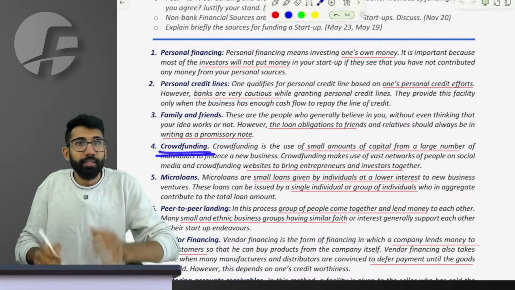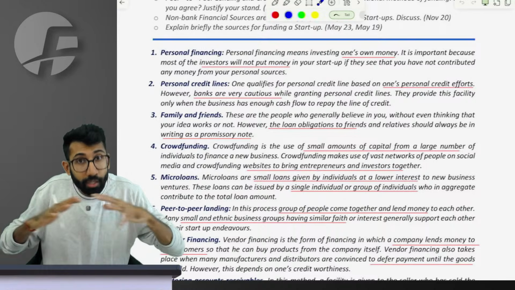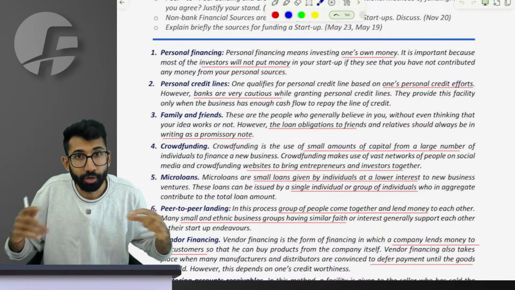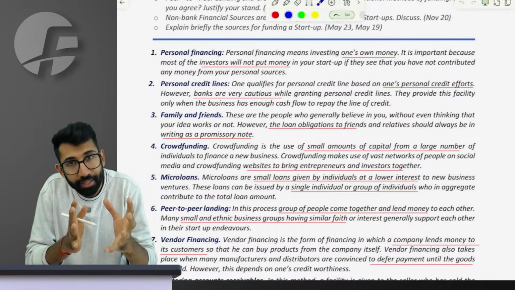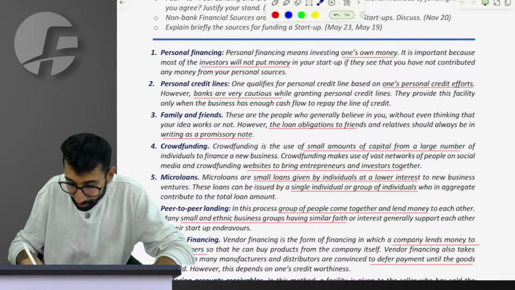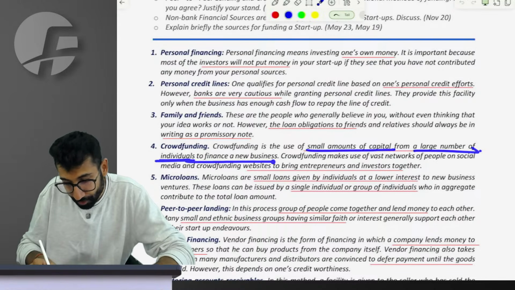Crowdfunding. Sir, there are websites where small individuals, a crowd of people in the public in general, can fund a startup. They collectively accumulate an amount, and that amount is then used to fund a startup. So a small amount of capital from a large number of individuals to finance a new business.